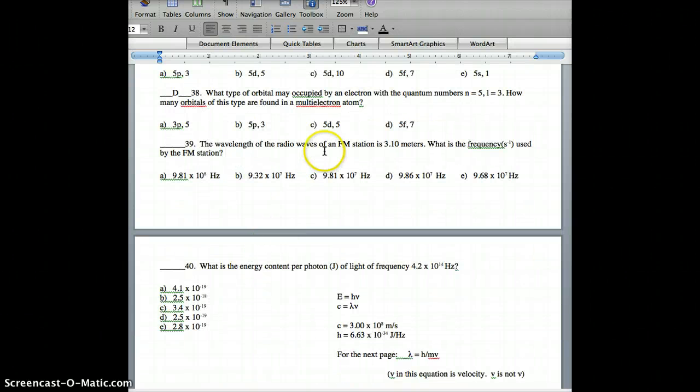39 and 40 were math problems. I'm going to let you work those out. c is equal to lambda nu for the first one. That was a capital letter in Greek, and nu. c is the speed of light. So you know this number, and you know the wavelength, and it's conveniently already in meters for you. So all you have to do is solve for the frequency. The answer, if I remember right, was E.